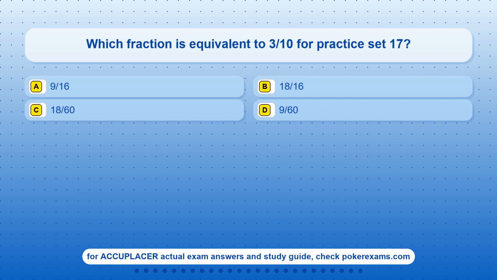Question 7. Which fraction is equivalent to 3/10 for practice set 17? Option A, 9/16. Option B, 18 sixteenths. Option C, 18 sixtieths. Option D, 9 sixtieths.